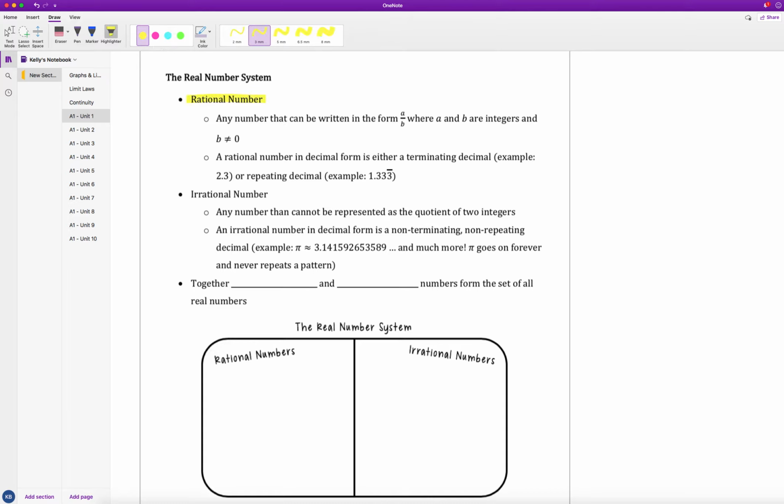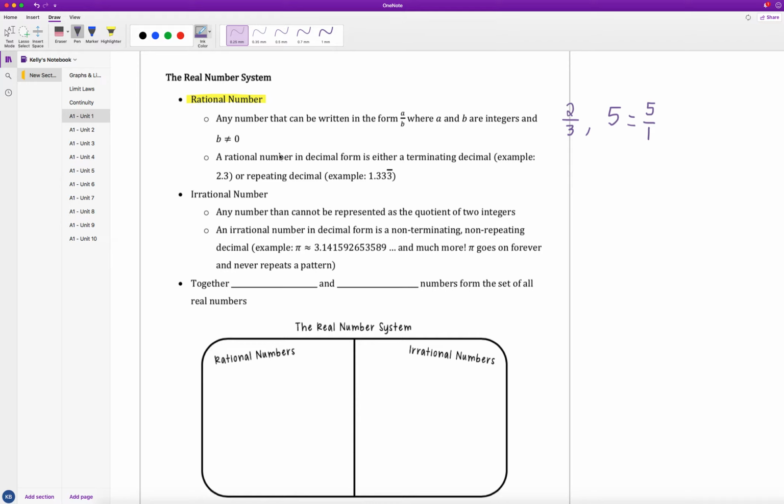So rational numbers are any number that can be written in the form a over b, where a and b are integers and b does not equal 0, because we would not want to divide by 0 in a math class. That will give us an invalid answer. So rational numbers, a lot of people think about them as the fractions. Anything that can be written as a fraction, let's say like 2 over 3, or technically 5 is also a rational number, because I can rewrite this as 5 over 1, since I can take any integer value and write it as that integer over 1.